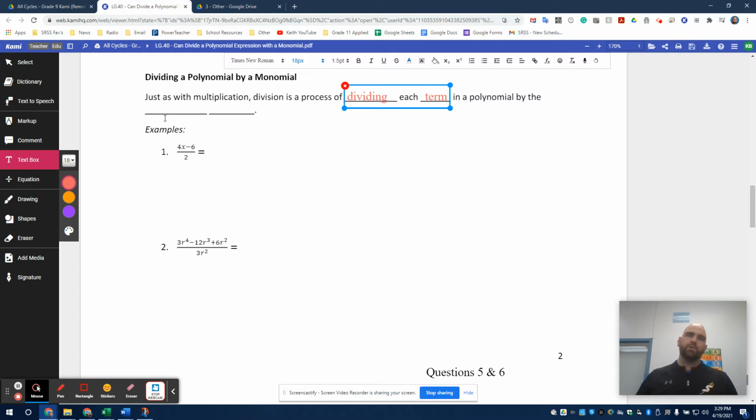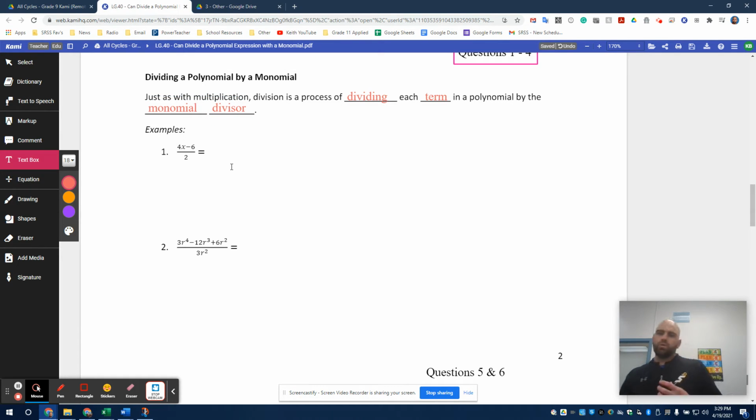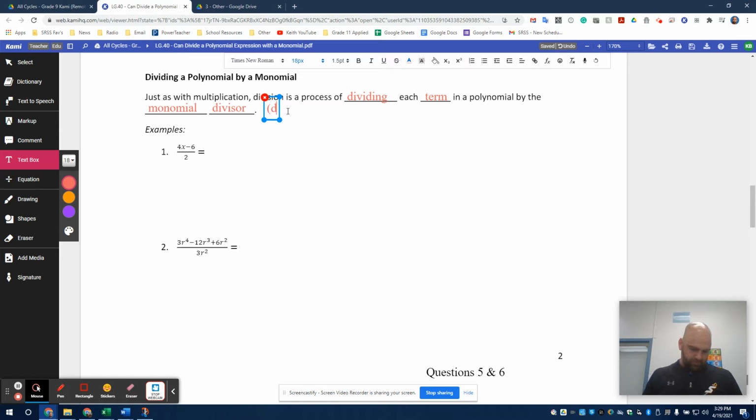Now, just as with multiplication, division is the process of dividing each term in a polynomial by the monomial divisor. Just like with multiplication, we took the number on the outside and multiplied it into the brackets. We're going to take the number that's on top and divide each of those terms by the value on the bottom, or by the divisor. The divisor is either the second number or the bottom number. Okay, so that would be the denominator. I'll just put that in the brackets there. So that's the denominator. We're dividing by the denominator, or by that second number.